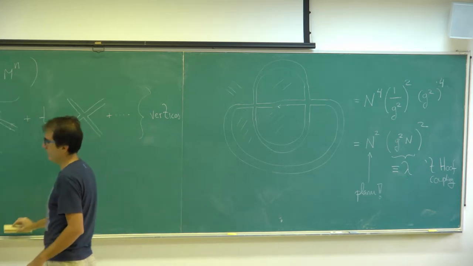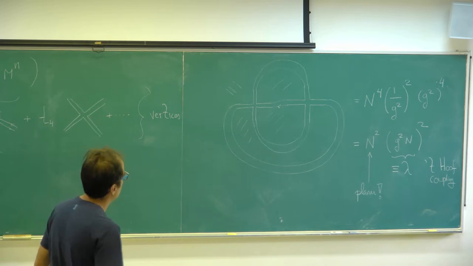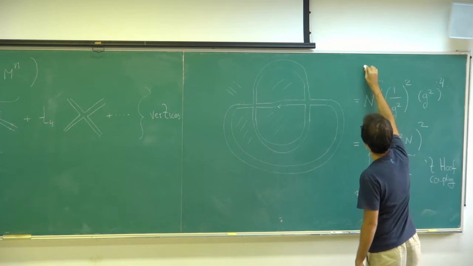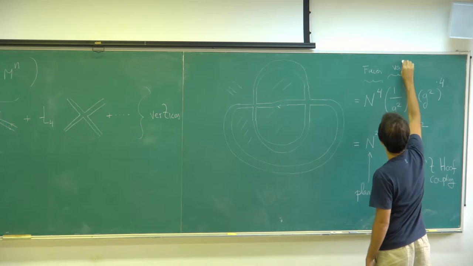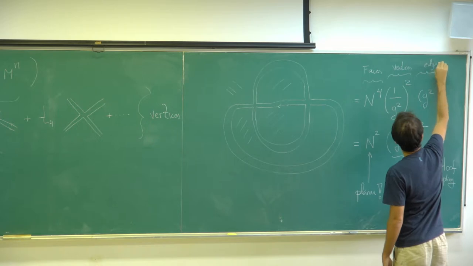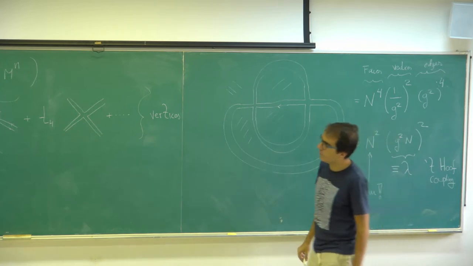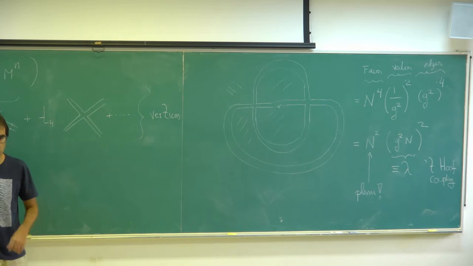I'm sorry, the g squared to the 4, where did it come from? Repeat again. This g squared to the 4: so these were the loops or the faces, this was the vertices, and this was the edges. Each edge comes with a g squared. There are 4 propagators. Each propagator comes with a g squared because of this normalization. Do you agree?